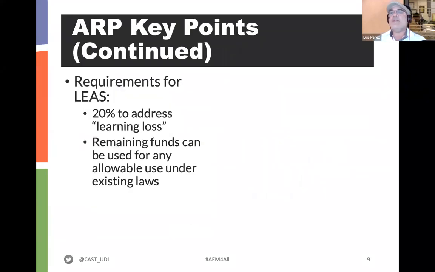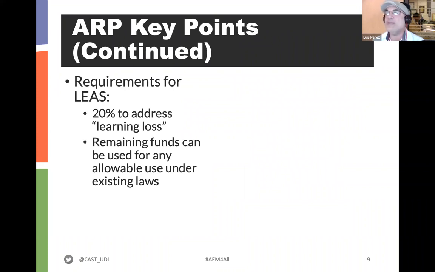So there are those requirements for SEAs, but there are also some requirements for local education agencies, or LEAs. From their funding, 20% needs to be aimed at addressing "learning loss." I put it in quotes because I'm not a big fan of that term, learning loss.